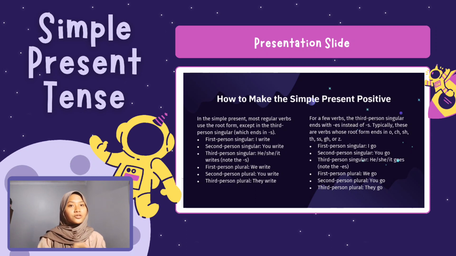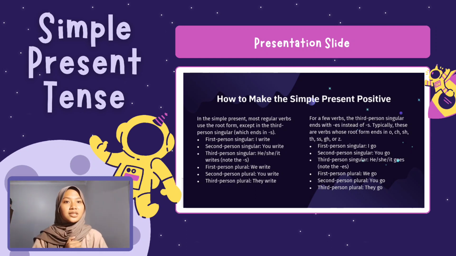And next is how to make the simple present positive. In the simple present, most regular verbs use the root form, except in the third person singular, which ends in s. First person singular, I write. Second person singular, you write. Third person singular, he or she or it writes, with the s. And first person plural, we write. Second person plural, you write. And third person plural, they write.